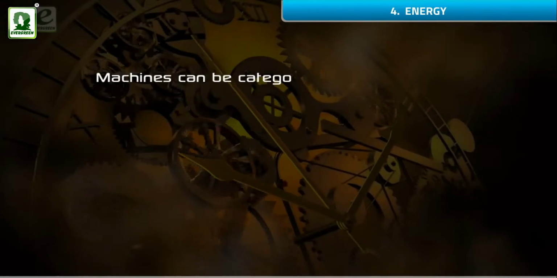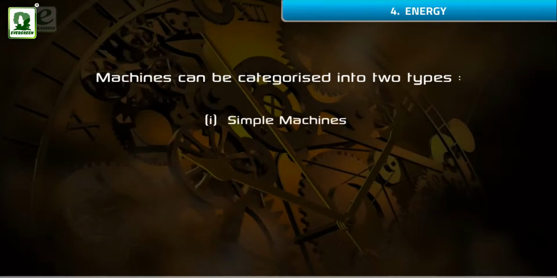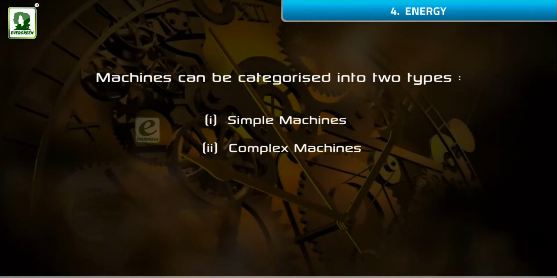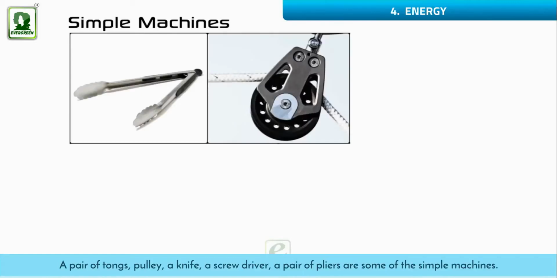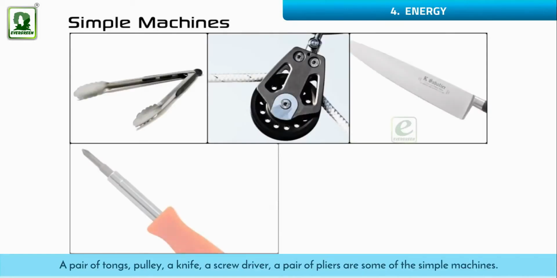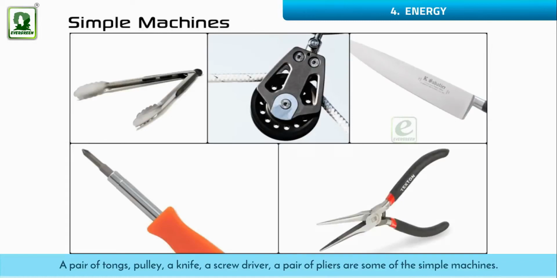Machines can be categorized into two types, simple and complex. Simple machines: a pair of tongs, a pulley, a knife, a screwdriver, a pair of pliers are some of the simple machines.